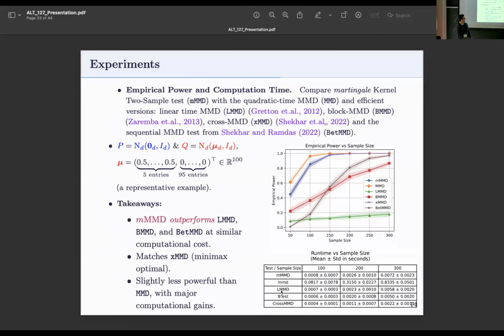Okay, so the takeaway from this slide is that the classic quadratic time MMD is the MMD version that is the most powerful, probably unsurprisingly. And then we have both the Martingale MMD and the cross MMD in terms of power, and the remaining efficient versions of the MMD show less power in practice. It's also worth mentioning that the computational cost of all these efficient alternatives is way below the computational costs associated with the original MMD.